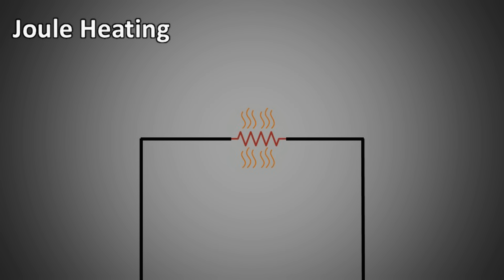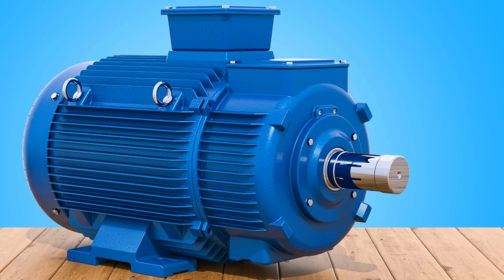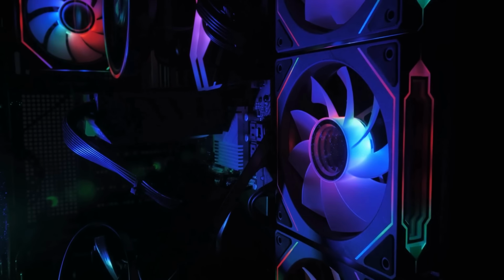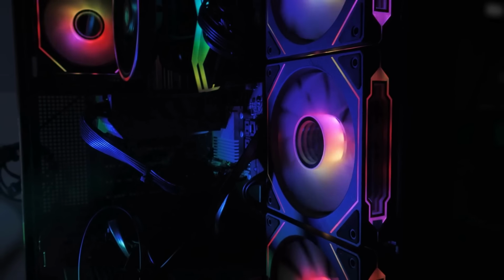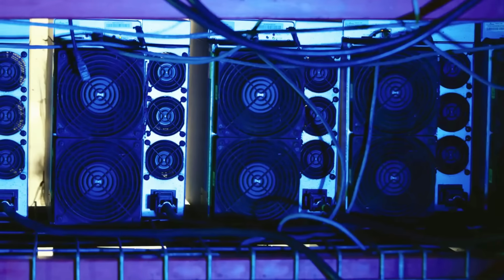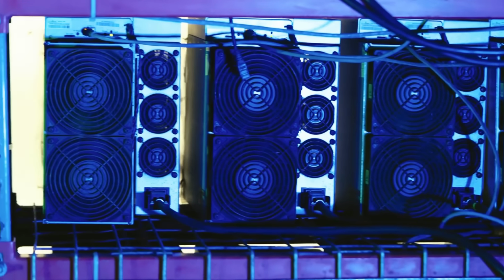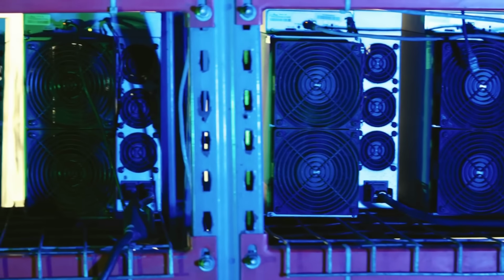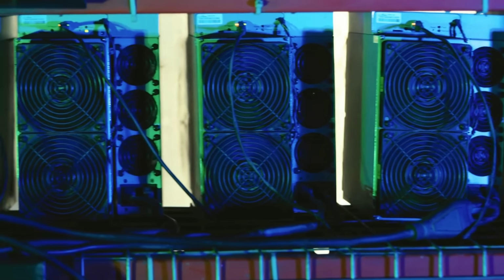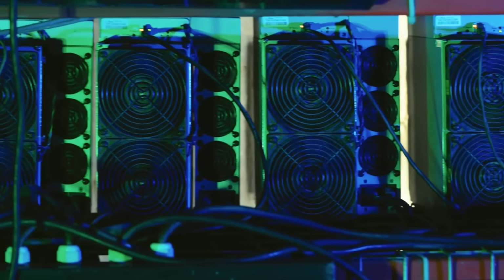But in most situations, Joule heating is a problem. Almost every electrical and electronic device heats up because of this effect. If this heat is not removed properly using fans or cooling systems, the device can get damaged. But the more serious problem is the wastage of electrical energy. In almost all electrical and electronic equipment, a significant amount of electrical power is wasted because of Joule heating.